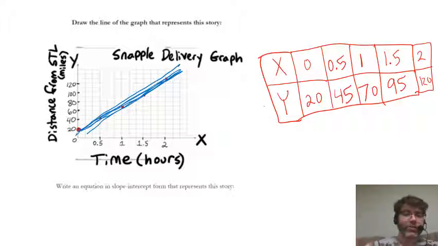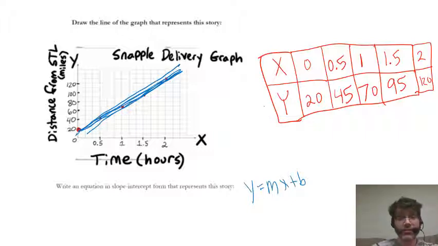Okay, so do you see that slope-intercept form is y equals mx plus b? So where is he starting? At time 0, where is he? He's 20 miles away from St. Louis. So we know that the b, or the y-intercept, is 20. So we can write plus 20. Now we just need to figure out what the slope is.